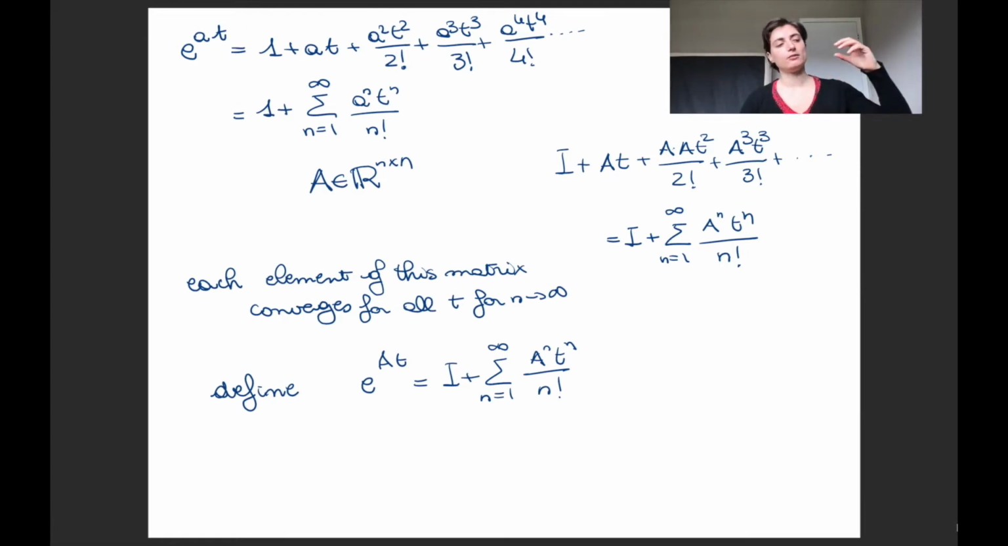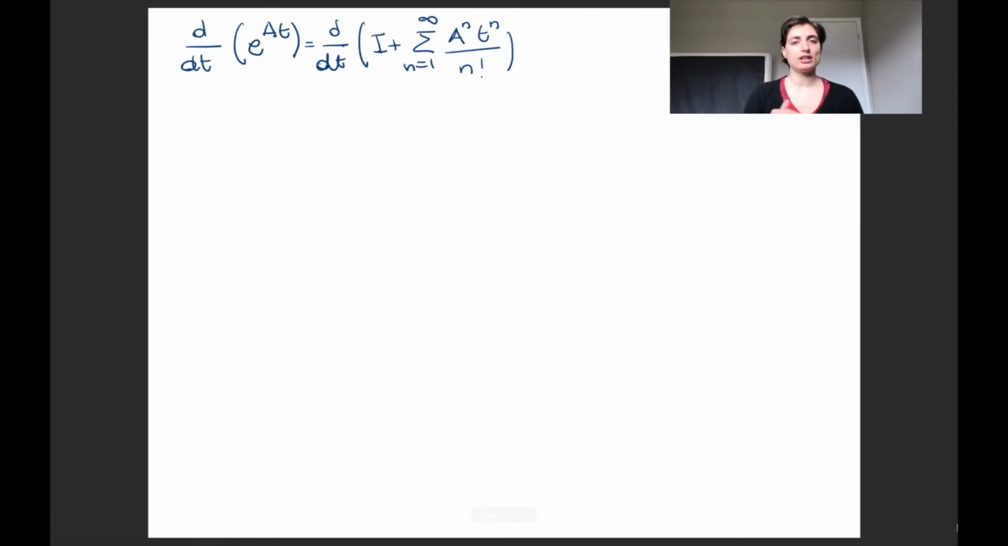So while for a scalar, a real value, the exponential of at has the property that it can be written as a power series, for a square matrix, the exponential of At is defined as a power series. So there is a little bit of change between the exponential in the real values and the exponential in the matrices by how we define it. Let's check that it behaves as we expect it to behave.